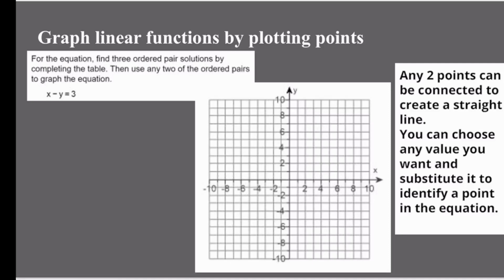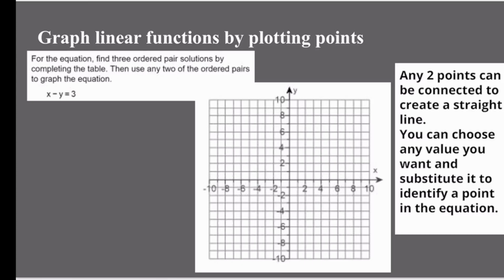Graph linear functions by plotting points. So for this equation, find three ordered pair solutions by completing the table. Use any two of the ordered pairs to graph the equation. X minus y equals 3.